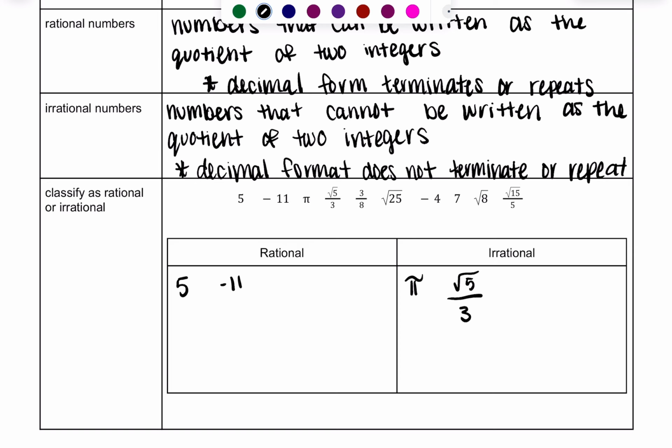Okay. 3 over 8 is the next one. That is considered a rational number because once again, I have an integer at the top and the bottom. Then I have the square root of 25. The square root of 25 is actually rational.